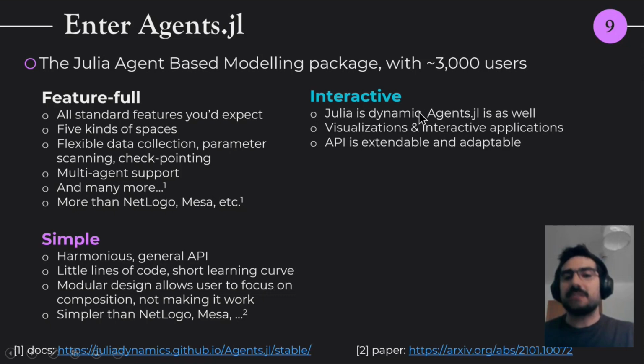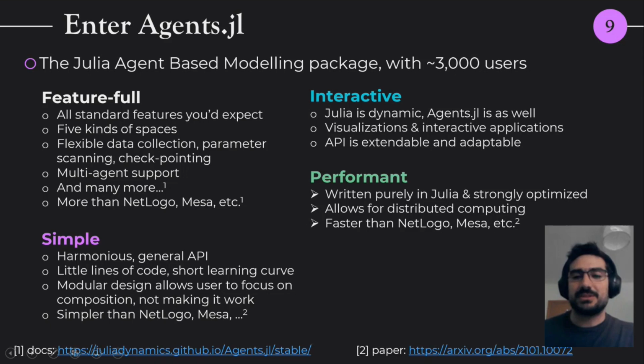It is interactive, partly because Julia itself is a dynamic language, so you can interact with it, but also, as I already showed, you have these nice interactive GUIs that come out of the box. It is very, very fast, definitely much, much faster than the competitors. We have spent, especially me, so much time optimizing it and rewriting many algorithms in Agents.jl so that it is really as fast as we can possibly make it.